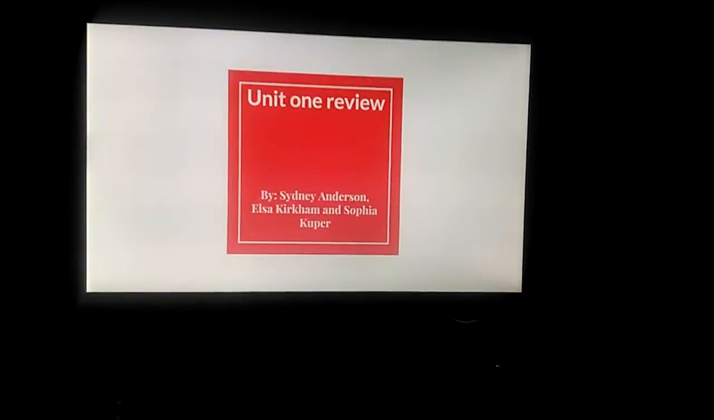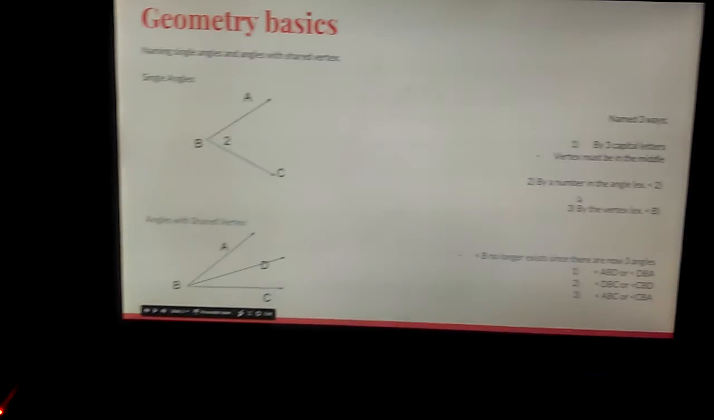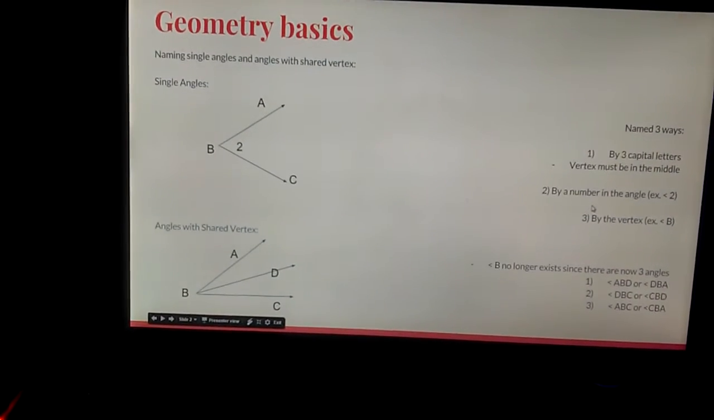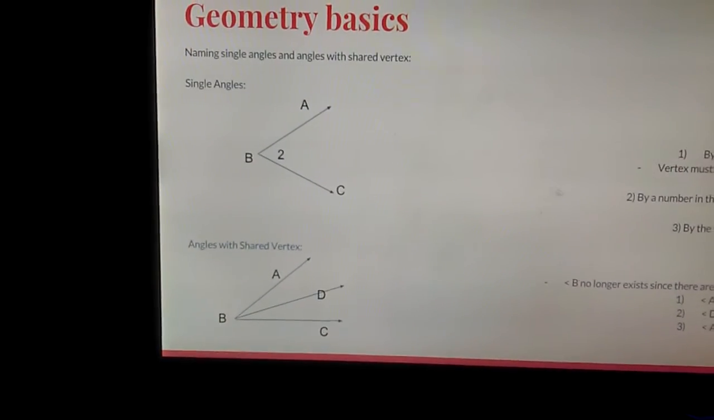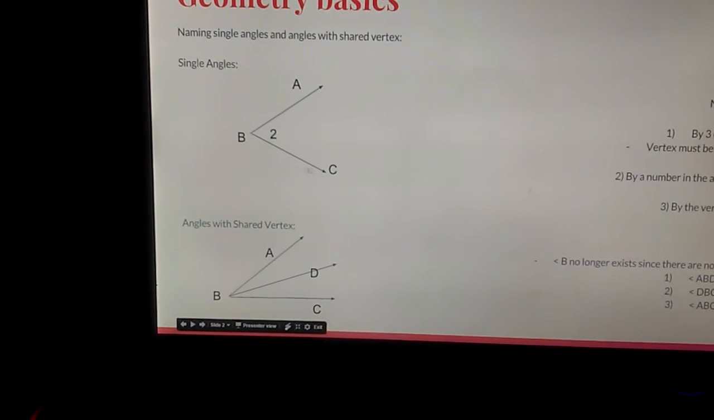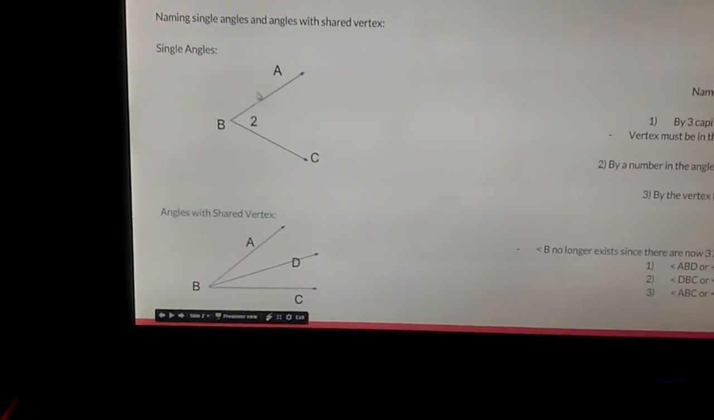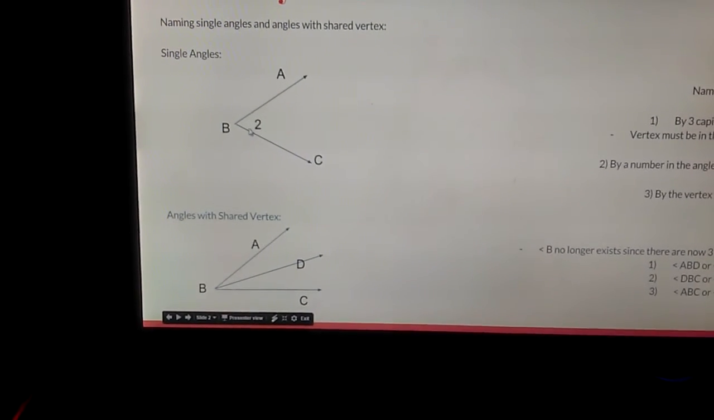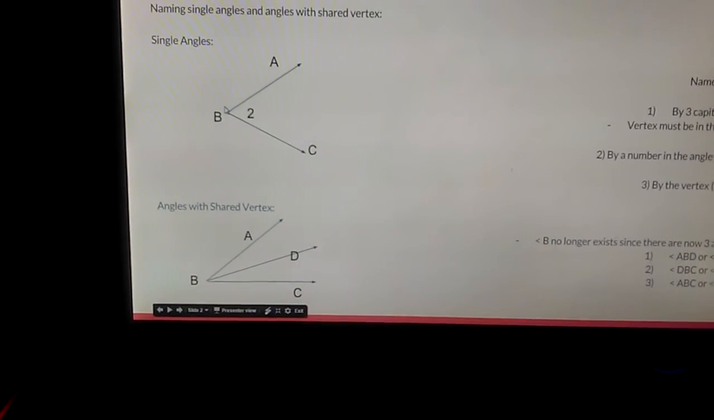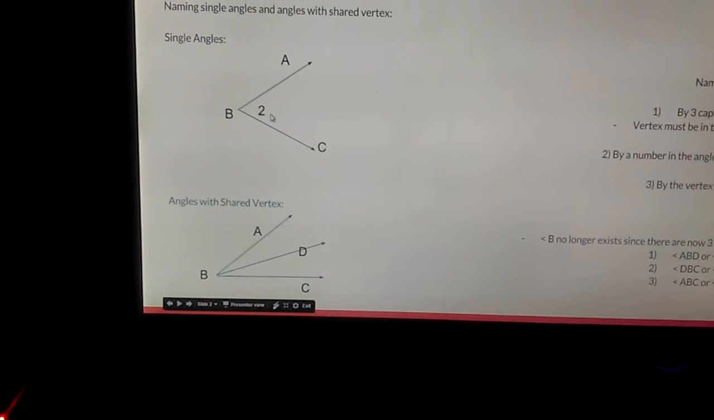This is the video for Unit 1 Geometry Review. You have the geometry basics, which are single angles, which can be named either ABC or CBA. It doesn't matter the order as long as the vertex, which is B, is in the middle. You could also call it just angle B or angle 2.